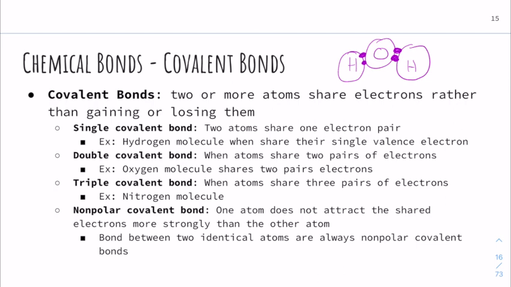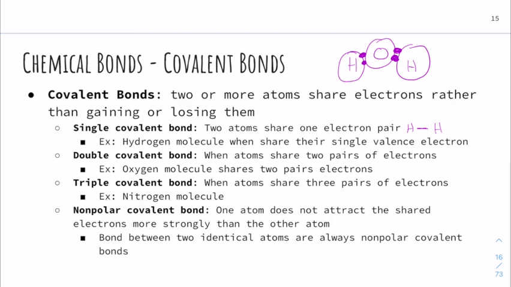So a single covalent bond is when two atoms share one pair of electrons. Like hydrogen molecules, when they share a single valence electron, it usually has a single bond, and it's usually shown with just one line. Two hydrogens together share one pair of electrons. This is how it's usually written. A double bond is when atoms share 2 pairs of electrons.